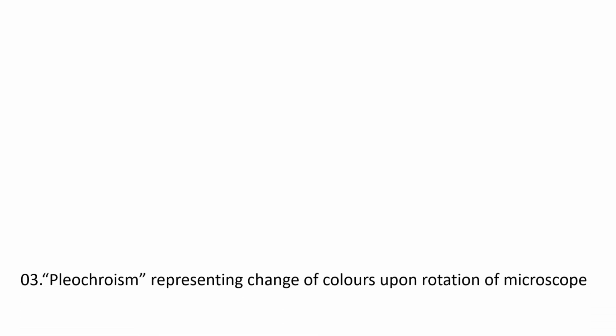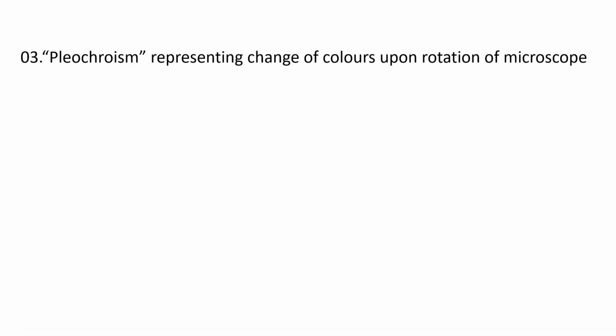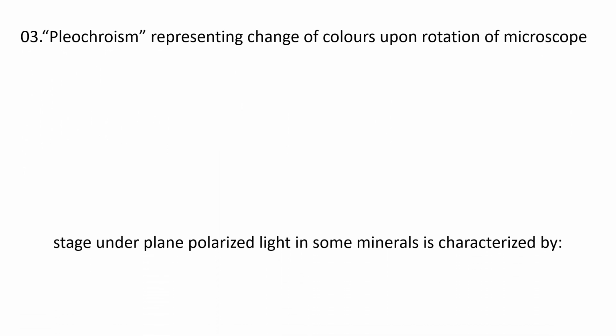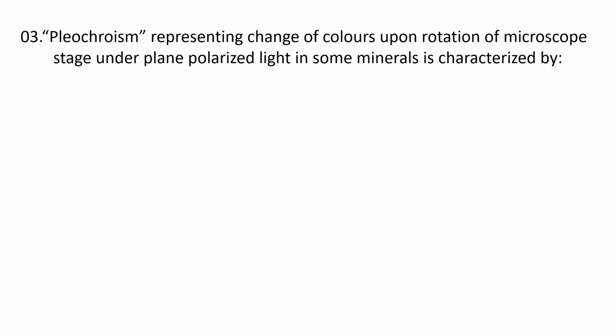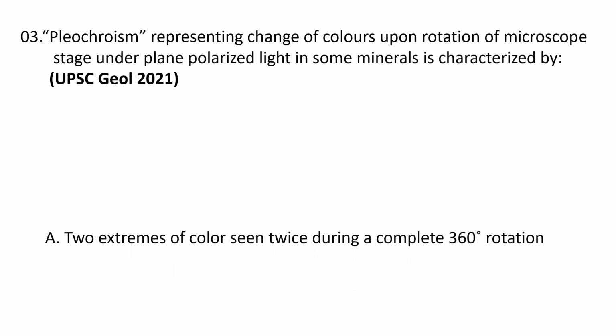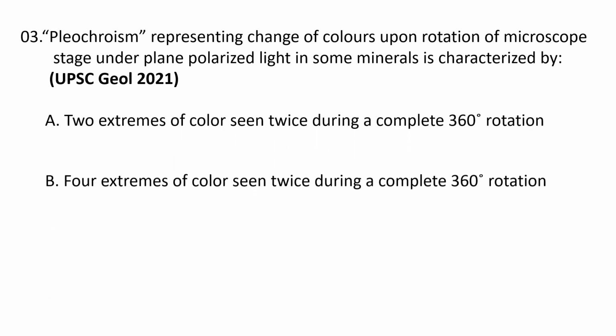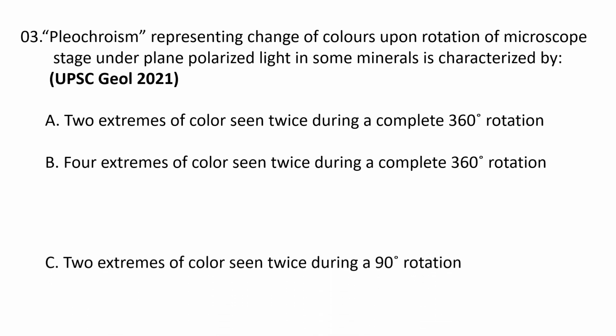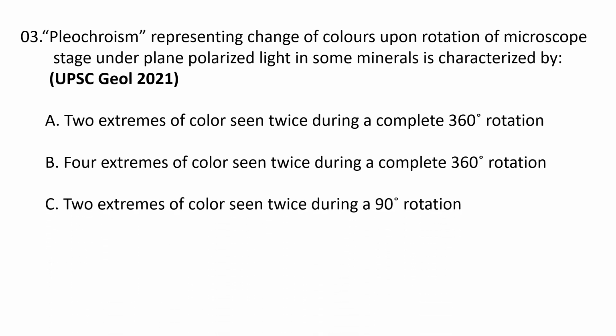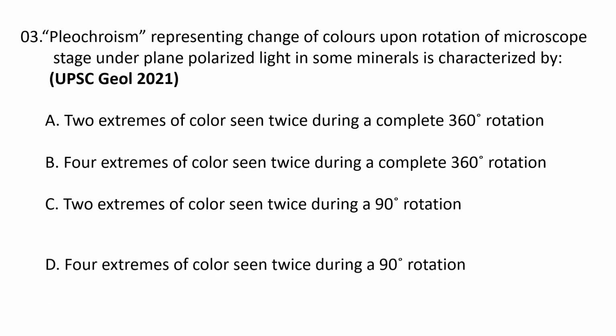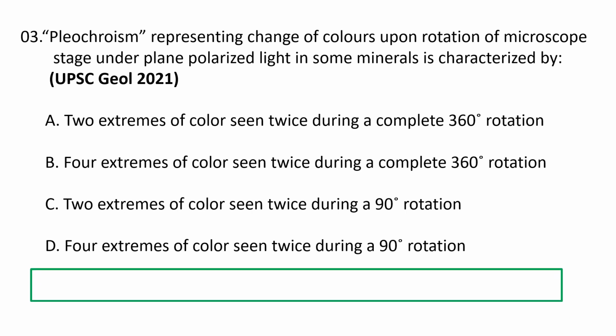Coming to the third question. Pleochroism, representing change of colors upon rotation of microscope stage under plane polarized light in some minerals, is characterized by A. Two extremes of color seen twice during a complete 360 degrees rotation, and B. Four extremes of color seen twice during a complete 360 degrees rotation, and C. Two extremes of color seen twice during a 90 degrees rotation, and D. Four extremes of color seen twice during 90 degrees of rotation.